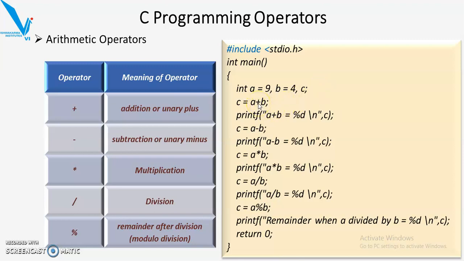The plus operator is used to add two operands. The subtract operator is used to subtract the second operand from the first one. The multiplication operator is used to multiply the A and B operands. Then the division operator is used to divide the numerator by the denominator. The modulo operator is used to give the remainder when A is divided by B.